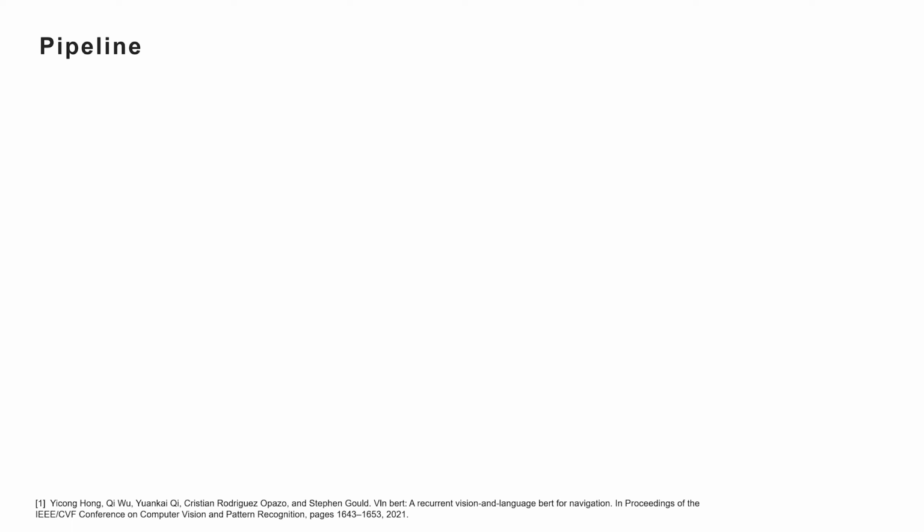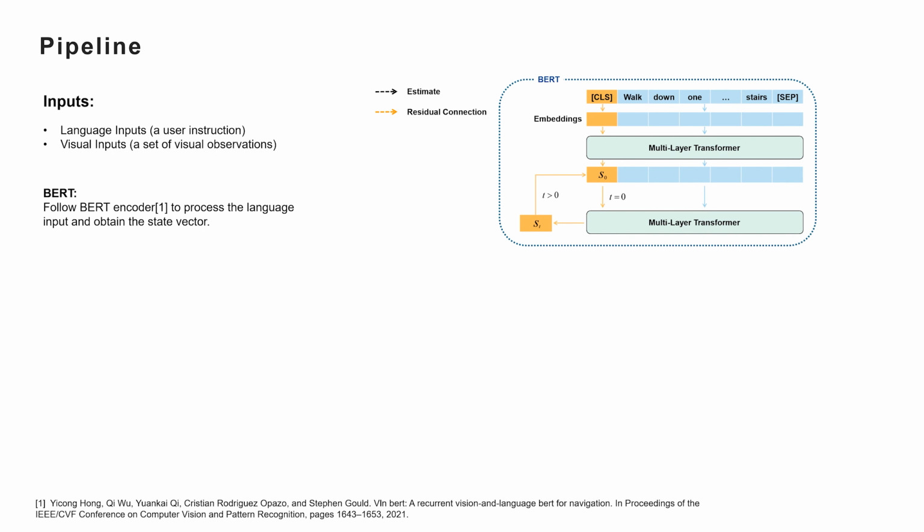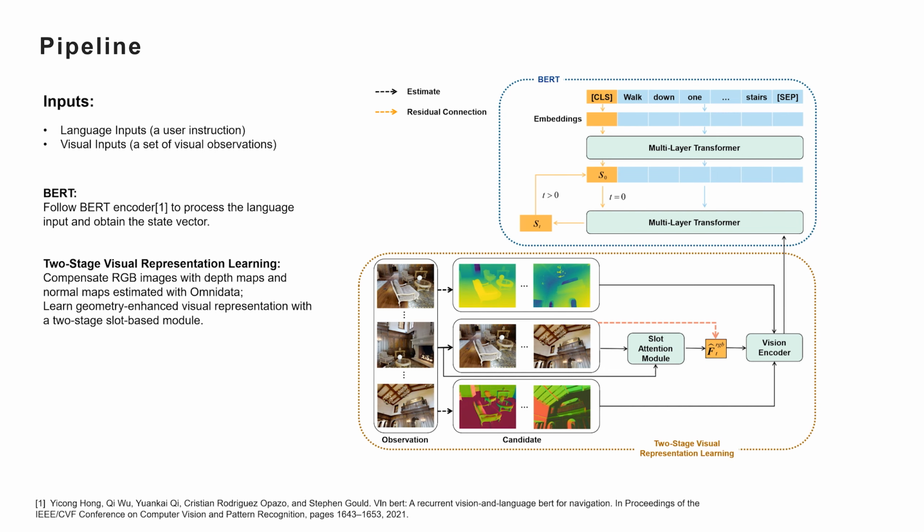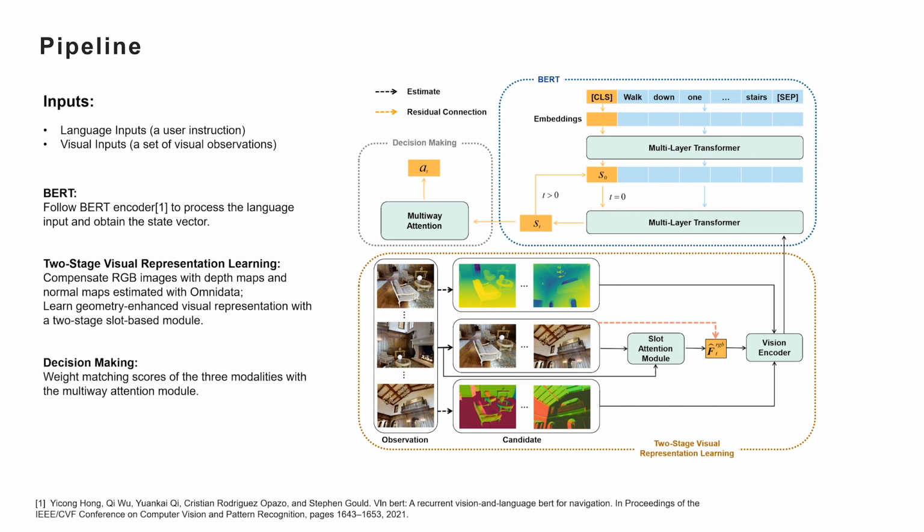Let's overview the pipeline of GeoVLN. At each time step t, our framework takes a single user instruction and a set of visual observations as input. The language input is processed by the BERT encoder to obtain a sequence of word embeddings and a global latent state. The visual input consists of 36 view RGB images, and we additionally estimate the corresponding depth maps and normal maps using Omnidata. We design a two-stage module to process these multimodal observations and acquire a geometry-enhanced visual representation. Given both the global latent state and vision representations, the final action is predicted using a multi-way attention mechanism. Next, we will provide detailed explanations of how the two-stage module and the multi-way attention module work.